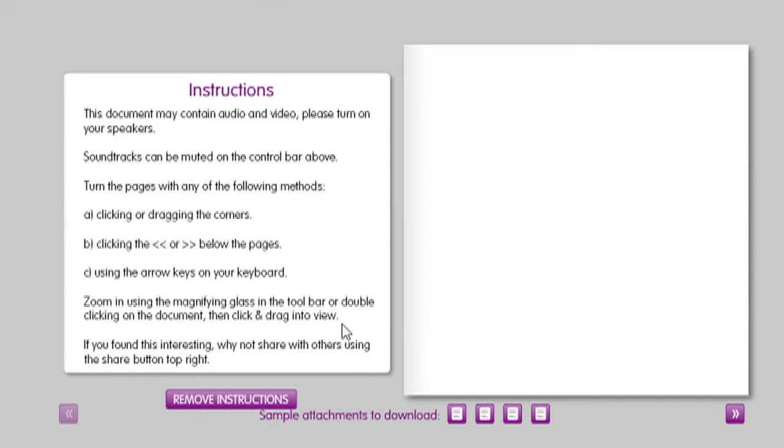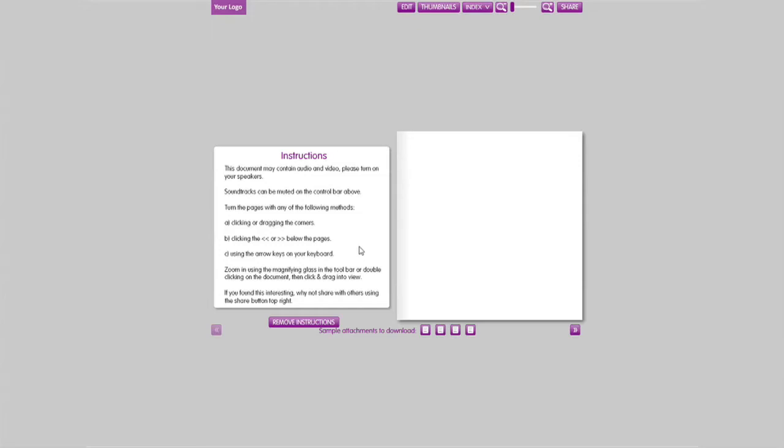To the left of the brochure you've got instructions, with the option obviously for someone to remove those instructions, but it pretty much tells a client how to turn on video and audio, it tells them how to turn the pages, how to zoom in and out. Some very useful instructions really.